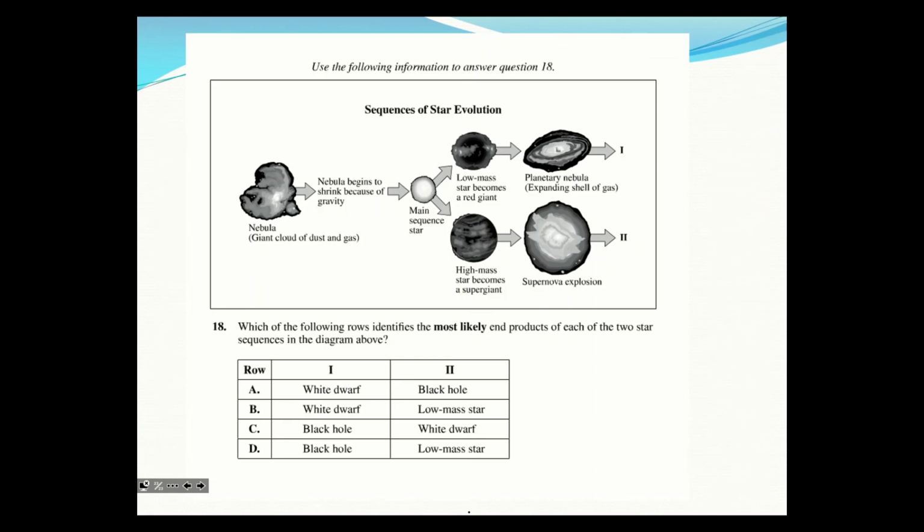Okay, and then this last one here, which of the following rows identifies the most likely end product of each of the 2 star sequences? So we have a low mass, so that's probably going to become a white dwarf. And then we have a high mass and a supernova, which means it's going to become a black hole. So 18 is A.